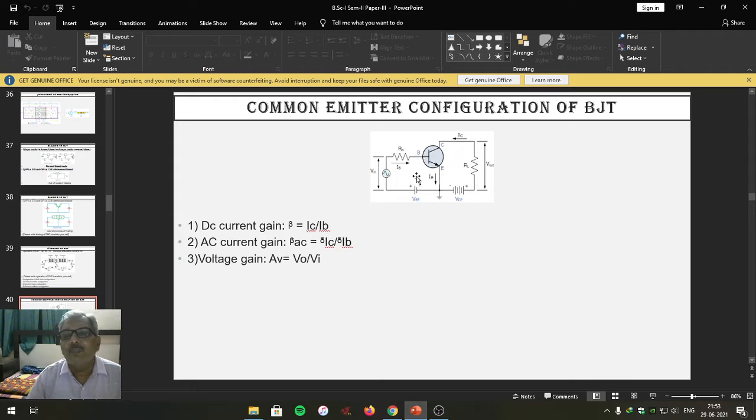Friends, as usual, to bias the BJT properly, here is the battery VEE that is applied to forward bias the base emitter junction, that is the input junction. Whereas the battery VCC is applied between collector and emitter so that it will reverse bias the collector base junction. This aspect we have studied when we studied the modes of biasing the BJT. Here the input junction is forward biased, whereas the output junction is reverse biased.